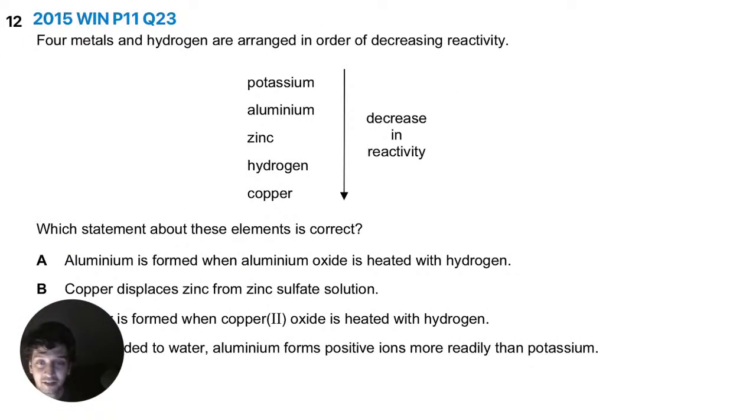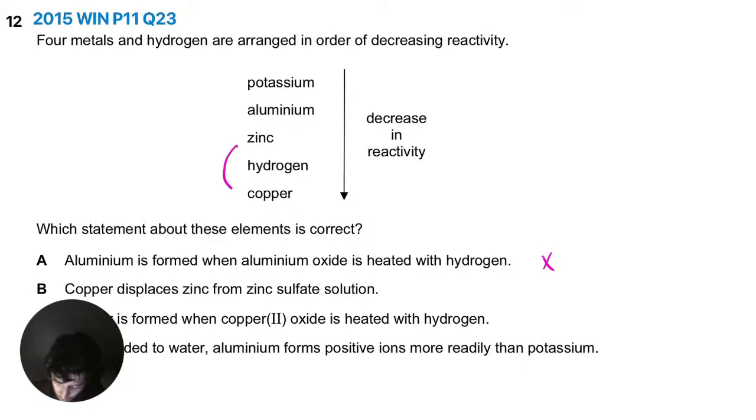I love questions when they give you the reactivity series. Aren't they fun? Four metals and hydrogen are arranged in order of decreasing reactivity. Which statement about these elements is correct? A, aluminum is formed when aluminum oxide is heated with hydrogen. Okay. I don't think so, because hydrogen won't be able to displace aluminum from aluminum oxide since it's less reactive. So A is wrong. B, copper displaces zinc from zinc sulfate.